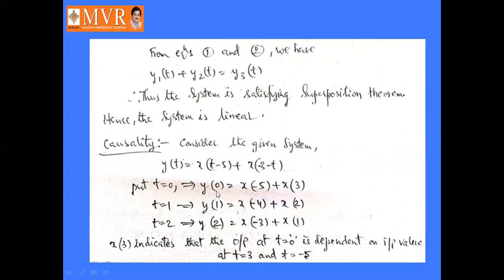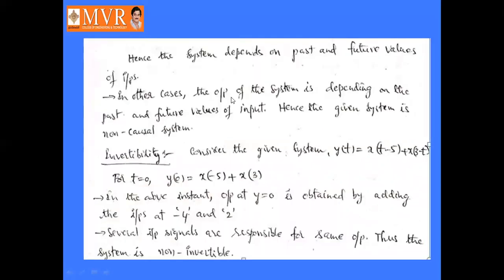See here, x of 3 indicates that the output at t equal to 0 is dependent on the input value at t equal to 3 and t equal to minus 5, right? Hence, the system depends on past and future values of inputs. In other words, the output of the system is depending on the past and future values of the input. Hence, the given system is a non-causal system. So, it is the second condition.